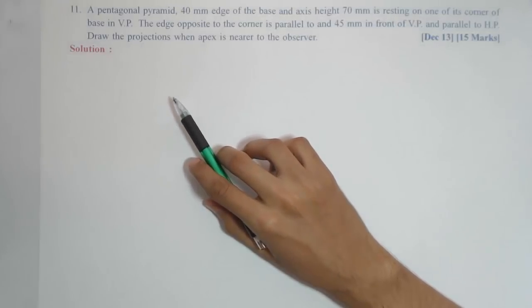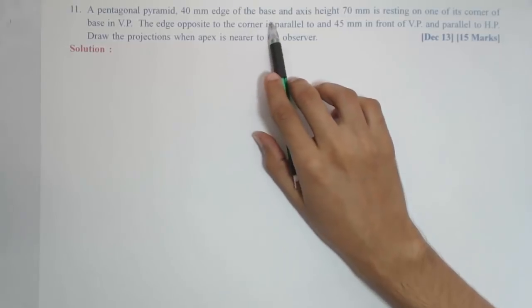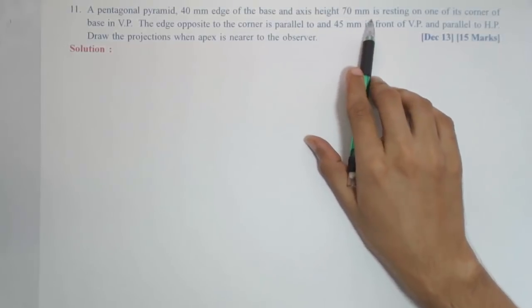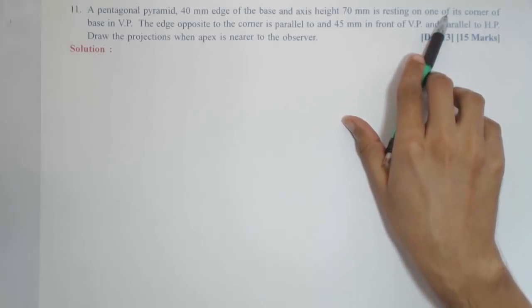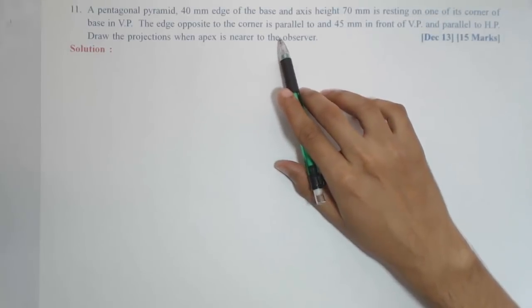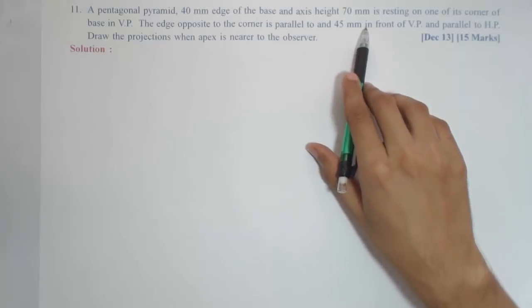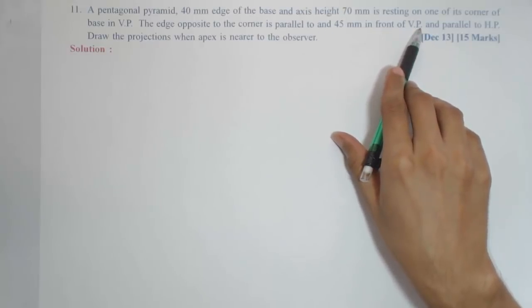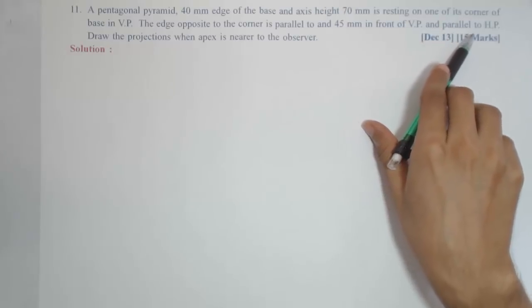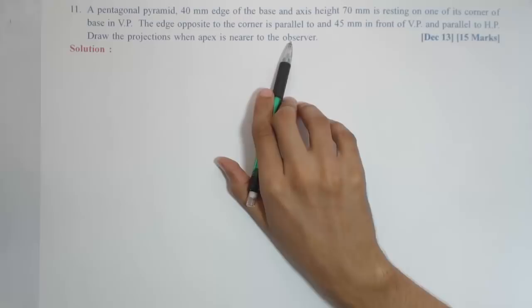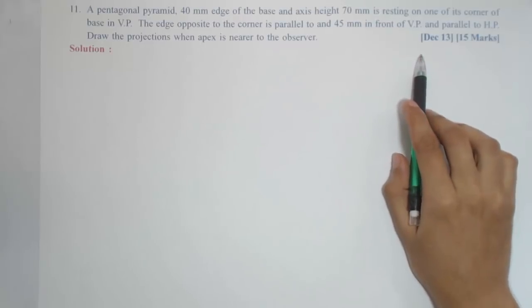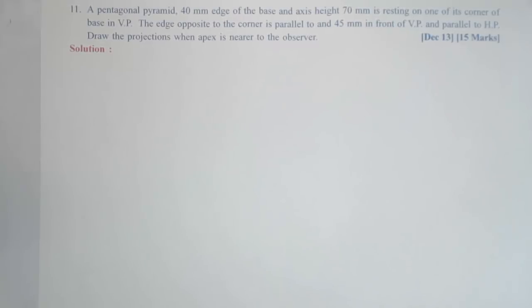Now moving to the next problem of pyramid. A pentagonal pyramid, 40 mm edge of the base and axis height 70 mm, is resting on one of its corners of base in the VP. The edge opposite to the corner is parallel to and 45 mm in front of the VP and parallel to HP. Draw the projections when the apex is nearer to the observer. This question was asked in December 13 for 15 marks.